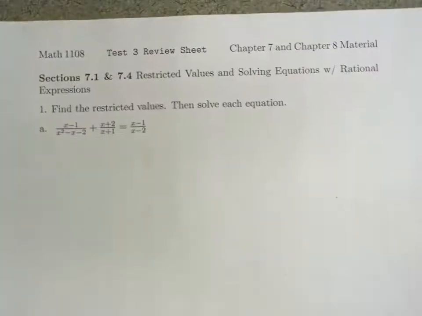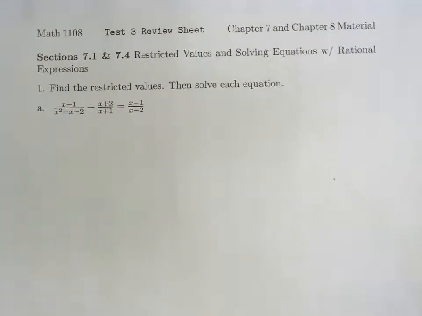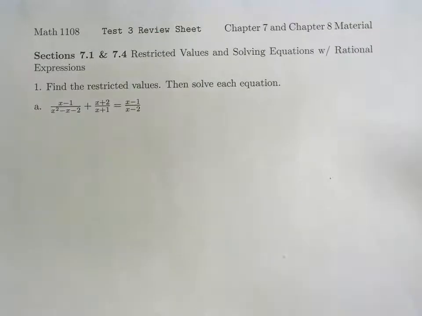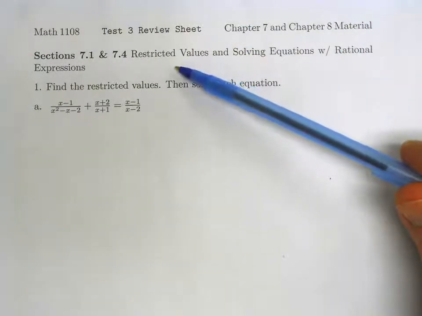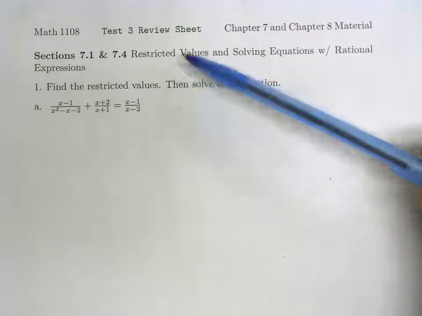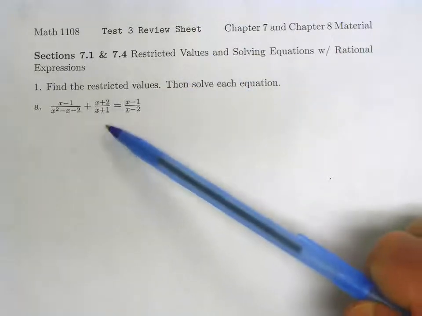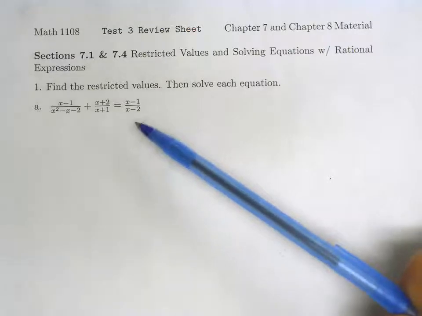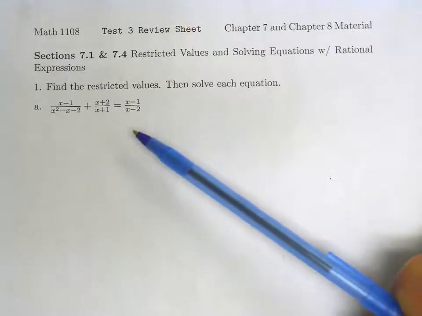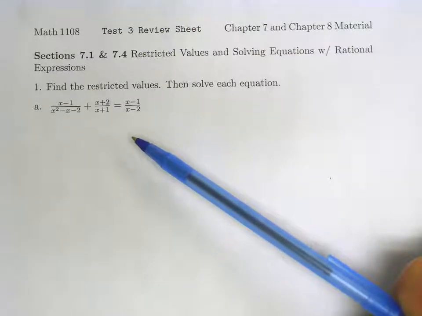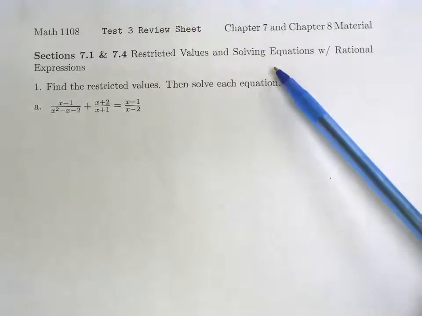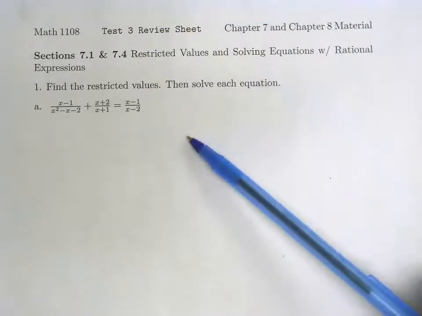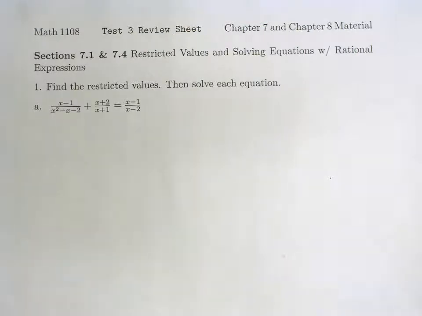From section 7.1 and 7.4. In 7.1, that was the section that discussed restricted values. Those are the x values that make the denominator 0. And they're restricted because division by 0 is undefined. And then in section 7.4, that is where we learned how to solve equations with rational expressions.